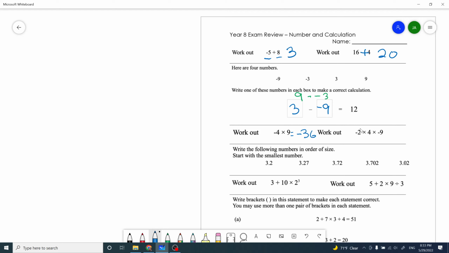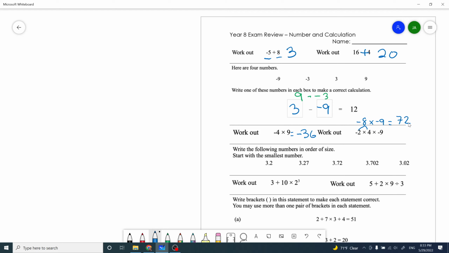Here, let's go ahead and work out, we'll do this one first if we want. So negative 2 times 4, negative times positive is going to be negative. 2 times 4 is 8, so we have negative 8. Negative 8 times negative 9. We have a negative times negative, the signs are the same. Our answer is positive, so we're going to have something positive. 8 times 9 is 72. So our answer is just 72.